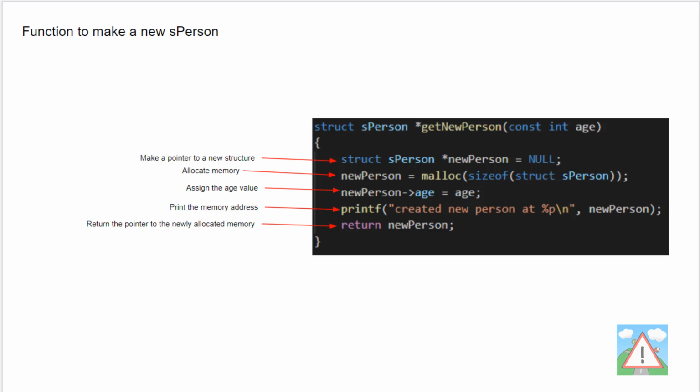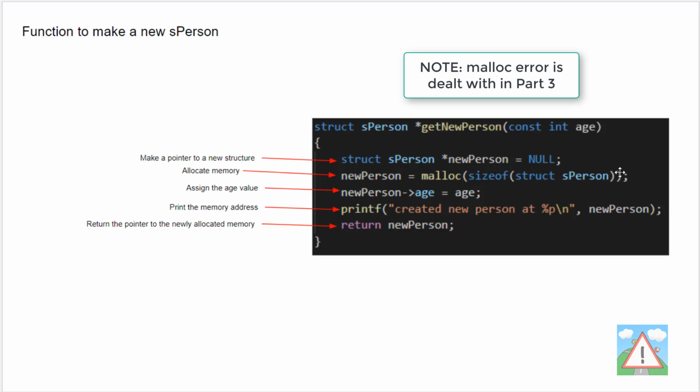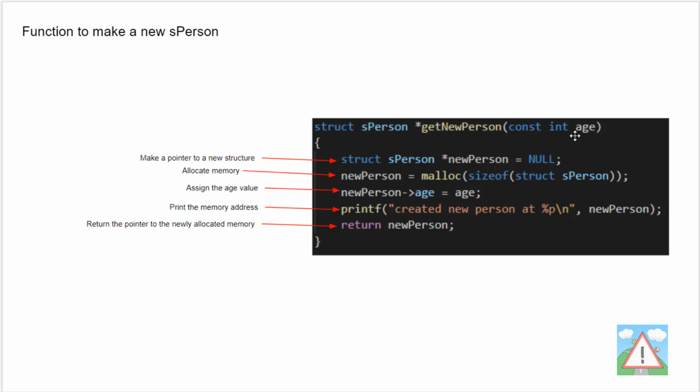How this looks inside a function in C is we return a pointer to our sPerson structure. We take in as an argument the age that we want to assign as the value for our structure. So we make our pointer, we allocate and assign our pointer to the newly allocated memory. We've now got our memory, so I can assign the age to the age integer of our person, print where it's been created in memory, and then return the pointer to this block of memory we've created for this person to whatever has called this function.